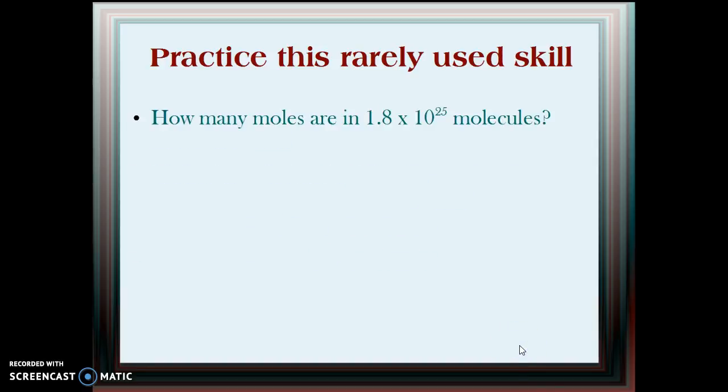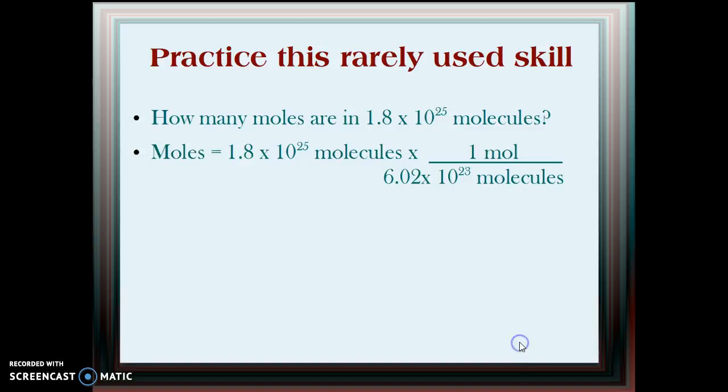Let's go in the other direction. How many moles are in 1.8 times 10 to the 25th molecules? Well, we do something similar, but here we divide the number of molecules by 6.02 times 10 to the 23rd molecules per mole, and we get 0.30 times 10 to the 2 moles, which in scientific notation is 3.0 times 10 to the 1 moles.